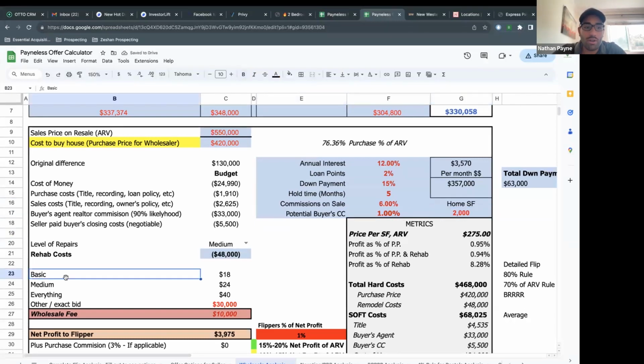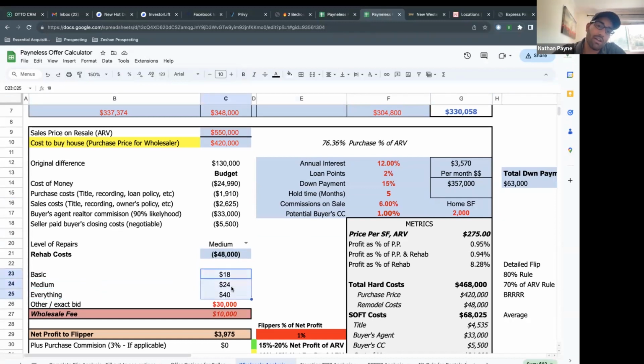So I go here, you got basic, medium, everything. It's got the specific numbers per square foot, and I go medium. So according to this math, it's 2,000 square feet times 24, which is $48,000 rehab. And if I know the exact bid, like if I know the rehab's actually going to cost 36,754, then I can just go here and go other.